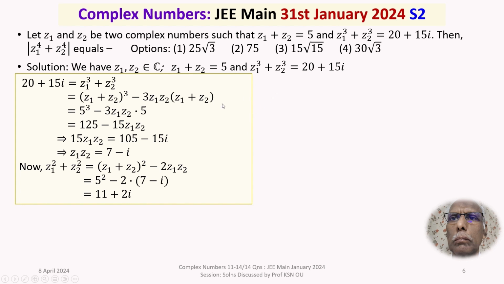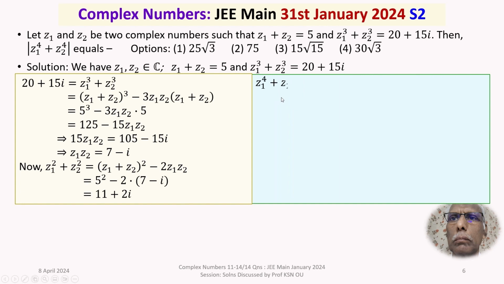From this, we compute Z1 to the power of 4 plus Z2 to the power of 4. So, Z1 to the power of 4 plus Z2 to the power of 4 is equal to Z1 square plus Z2 square whole square minus 2 Z1 square Z2 square. And we know Z1 square plus Z2 square is 11 plus 2i, whole square, minus 2 times 7 minus i whole square. Why? Because Z1 Z2 is 7 minus i, we want Z1 square Z2 square. Therefore, it is 7 minus i whole square.